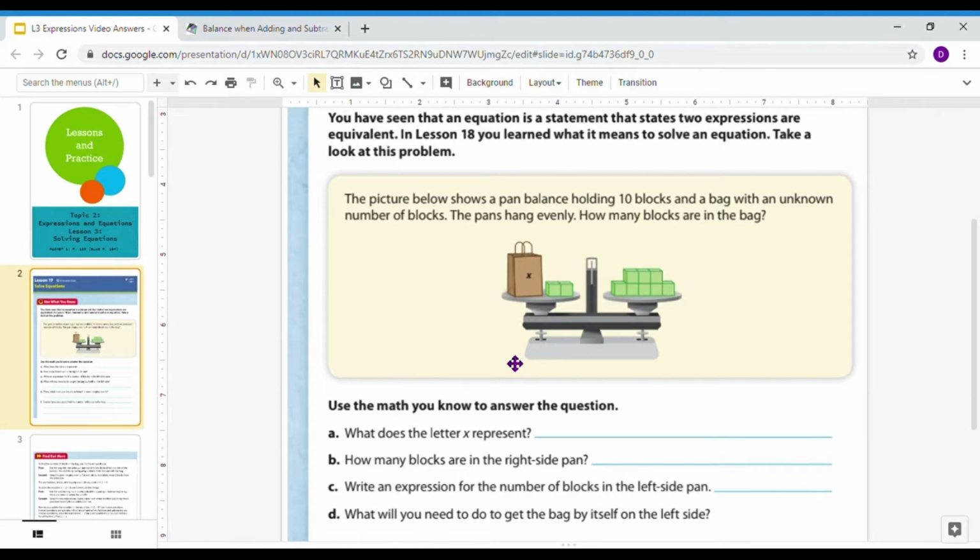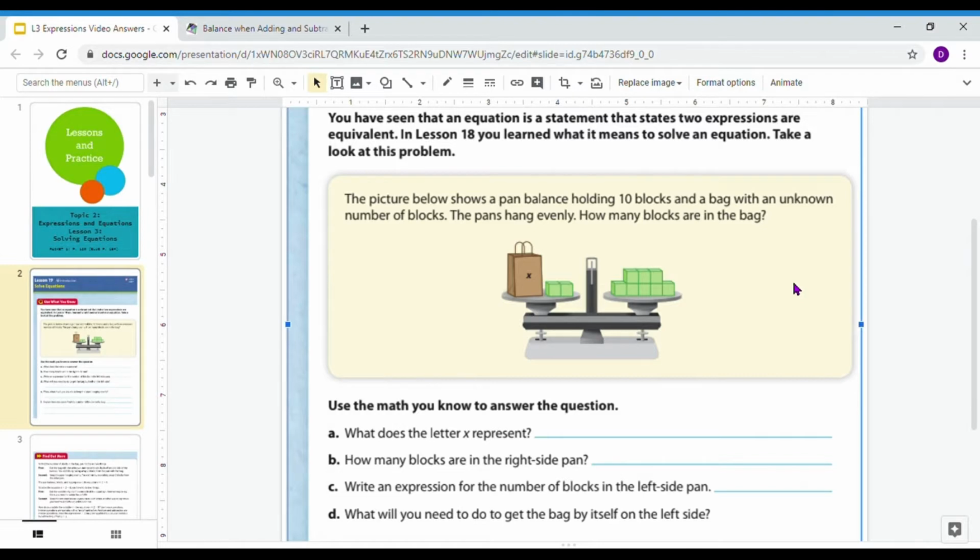So the first thing we're going to do is figure out, what does this X represent that's on the bag? The bag that has the X on it is going to represent the unknown number of blocks. So the number of blocks that are in this bag is being represented by that variable X. So a reminder that a variable is a letter.